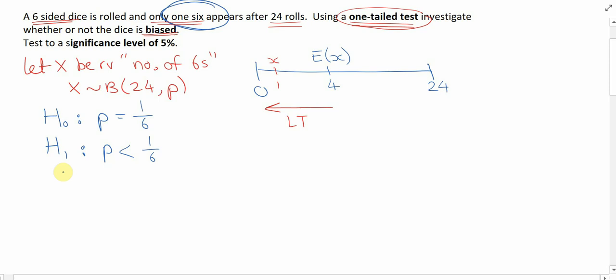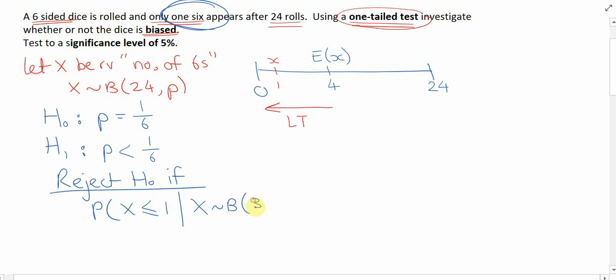So we will reject H0. We will say that this dice is biased if and only if the probability that the number of sixes appeared, the probability of this happening, so what is the probability of getting 1 or less sixes, given that we're going to look at the model of it being B(24, 1/6)? We can't use our tables for a sixth. We can for 30, but the probability means we're going to have to use our calculators. And you see the significance level here in bold is 5%. So we're going to only reject it if the chance of that happening is lower than 5%.